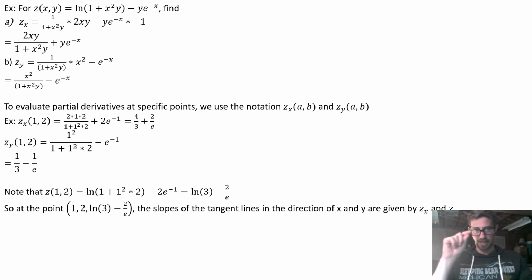There's a point on the wavy surface, and what we just found was that zx and zy are the slopes of tangent lines going either parallel to the x-axis or parallel to the y-axis.